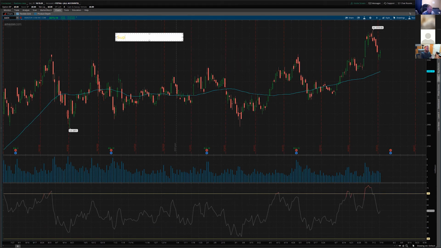So support zones where I may buy, resistance zones where I may sell. And I say may for a reason. Now with other brokers, again, I don't know some stuff, so sorry.